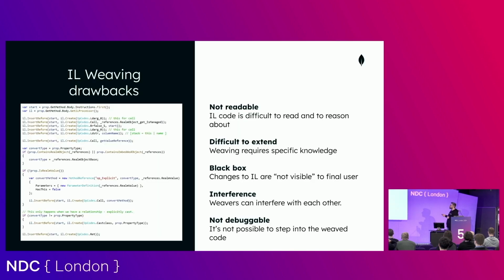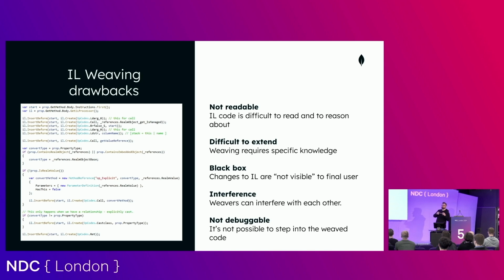Okay, so as I said before, IL weaving is an extremely powerful technique because it allowed us to hide a lot of complexity behind the model definition, so that users don't need to worry about how Realm works internally. But it also has some major drawbacks. First of all, the code that you produce with IL weaving is not really readable. IL code is made by a series of instructions that looks almost like assembly, so it's difficult to work with it. And this also means that it's very difficult to extend this part of our code.